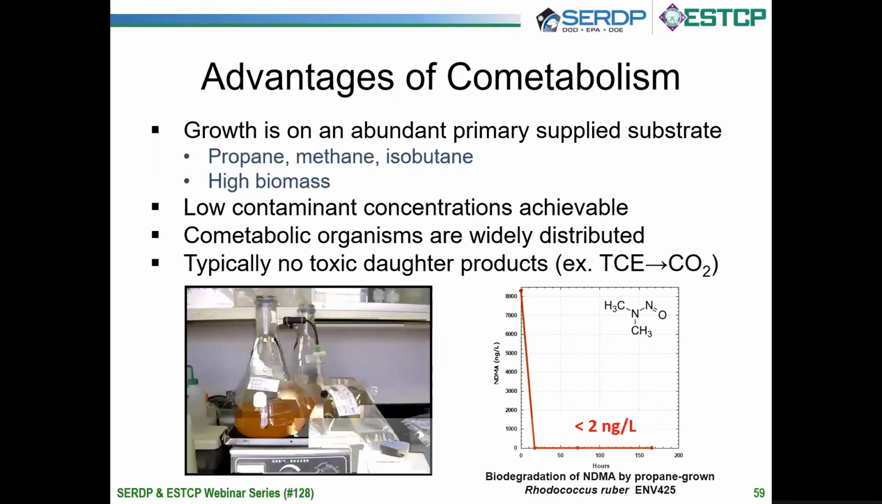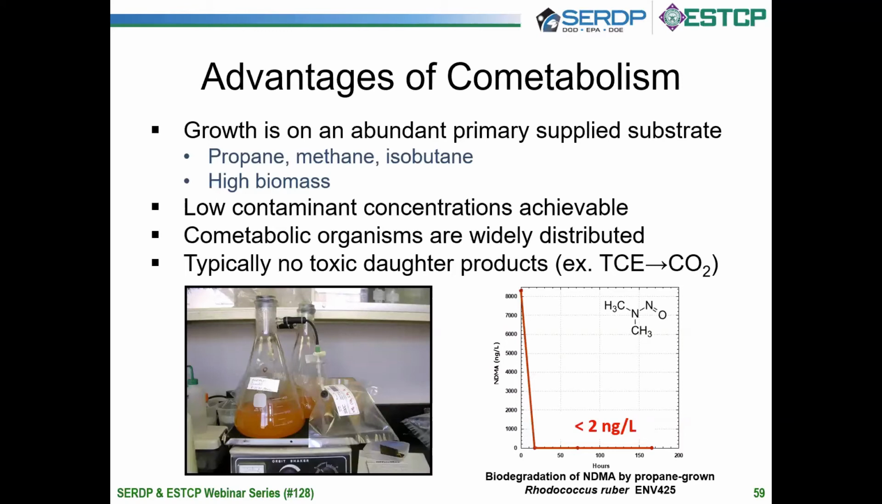So what are some of the advantages of the co-metabolic approach? Well, as I discussed, we're adding a primary substrate, and these organisms are growing on that supplied substrate. So instead of relying on the low concentrations in these dilute plumes, they're actually growing on this propane or whatever other substrate we determine is best that we're adding to the aquifer. And you can get really high biomass doing this. It's basically like growing these cultures up in a bottle in the lab. You're doing it in the field. And because you have this high biomass, you can have fast kinetics, and you can really achieve low contaminant concentrations.